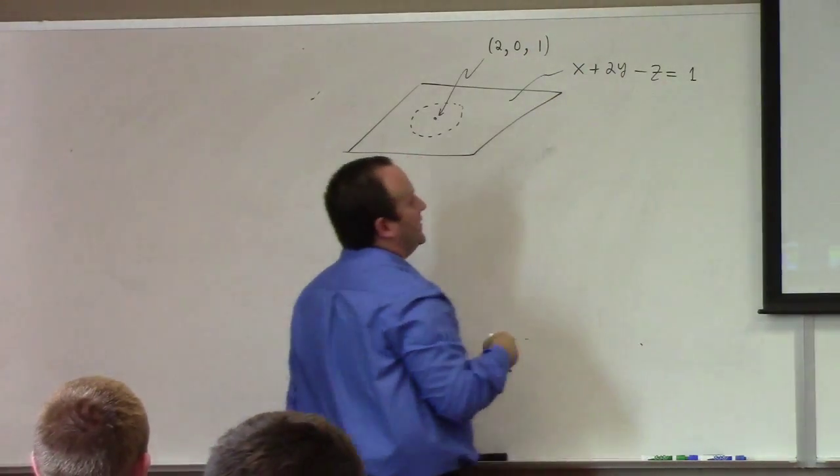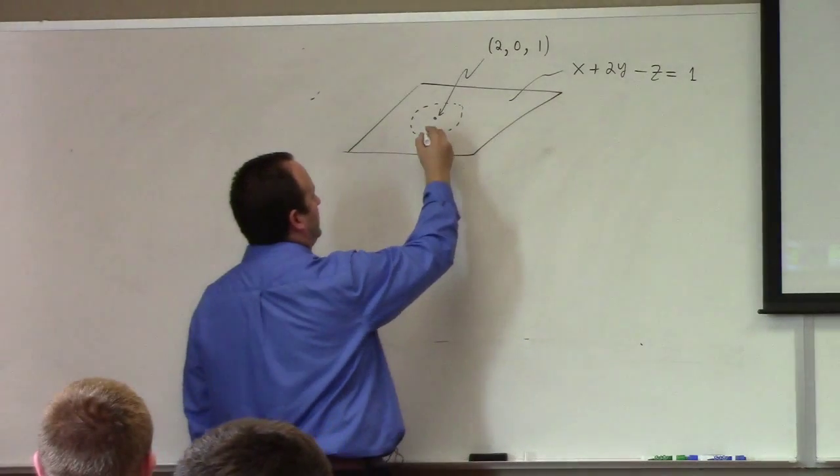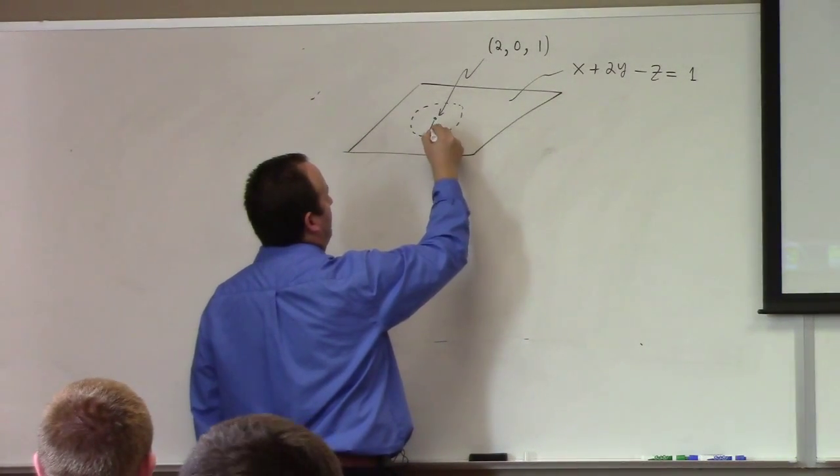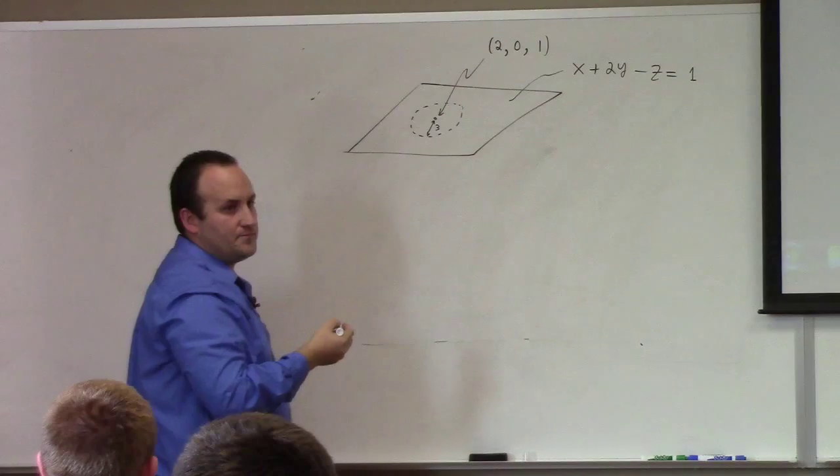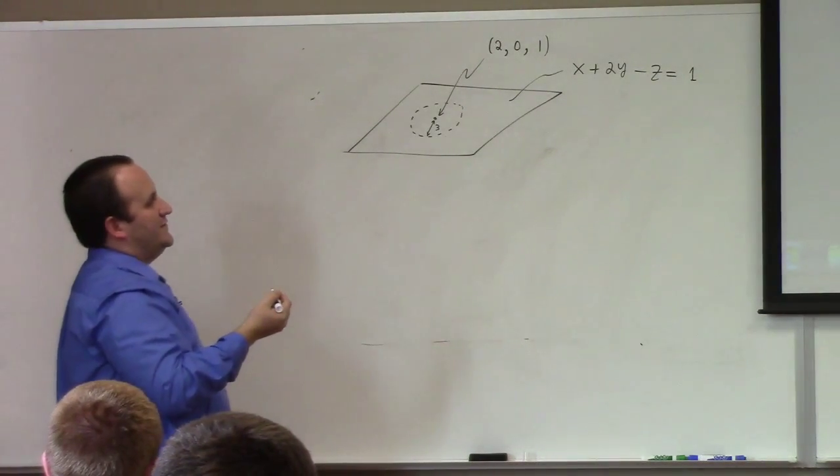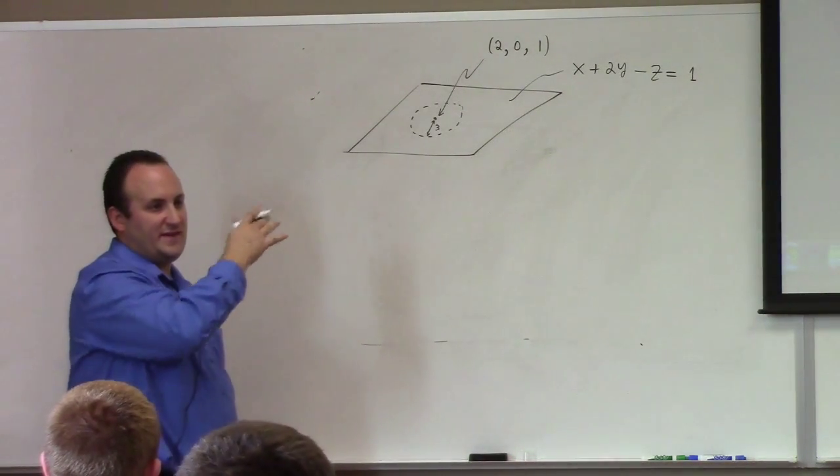Yeah, okay. So let's suppose we want the circle of radius 3. We want to find a parameterization of that circle. I think what he was saying was to set up spherical coordinates based on that point.